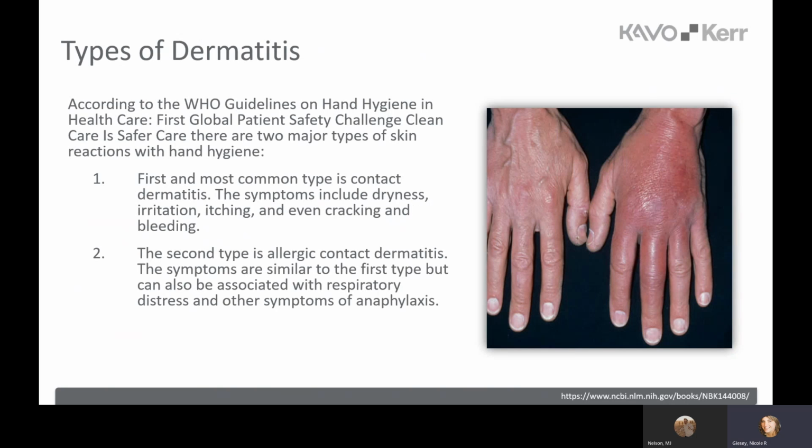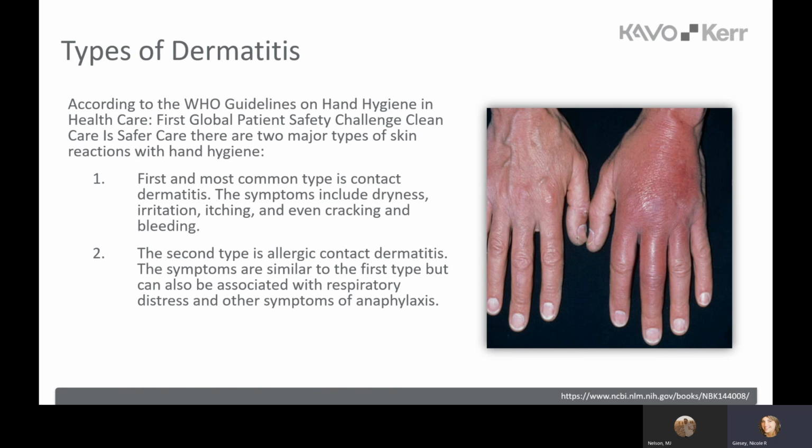So as we talked about our hands, it's the types of dermatitis. You could see on the right side that according to WHO, the guidelines on hand hygiene in healthcare, the first global patient safety challenge, clean care is safer care. There are two major types of reactions for hand hygiene. First and most common type is contact dermatitis. So you may have had it. It's dryness, irritation, itchy, even cracking and bleeding.